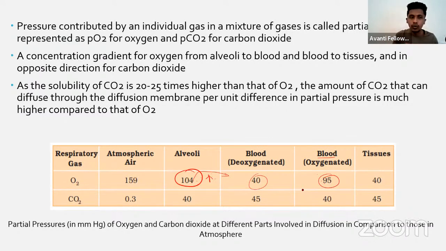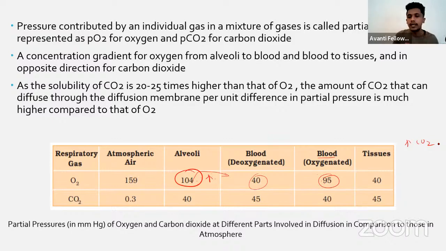At the tissue, you have a high amount of carbon dioxide concentration. Why is there a high amount of carbon dioxide concentration in the tissue? Because our tissues are undergoing catabolic reactions, breaking down glucose. So when they undergo catabolic reactions, obviously their concentration of carbon dioxide is very, very high, and the concentration of oxygen is very, very low.